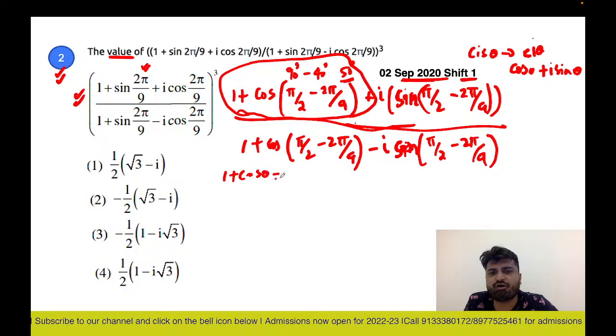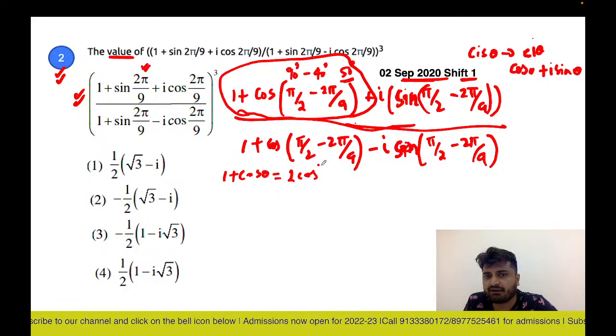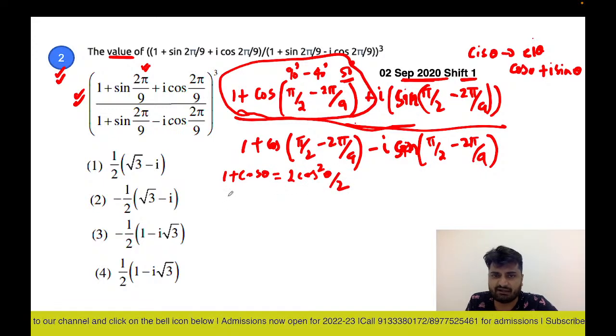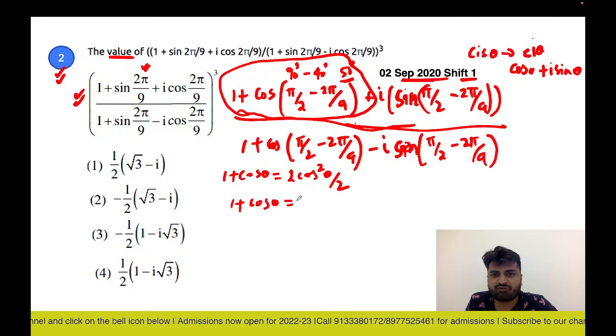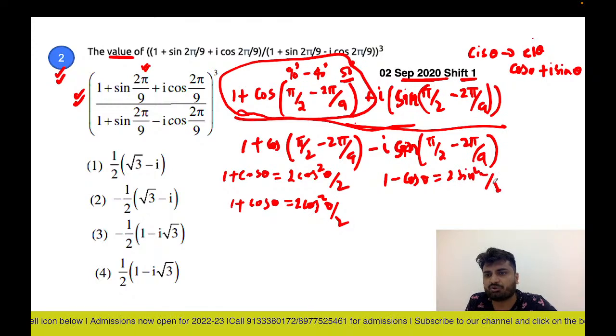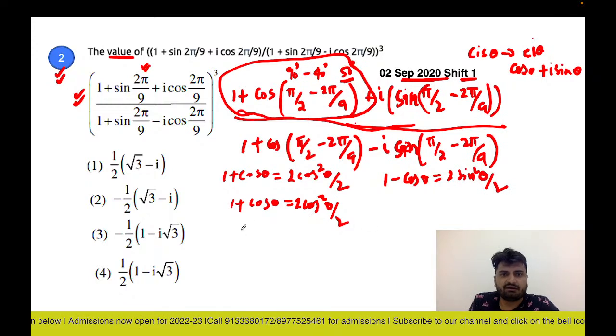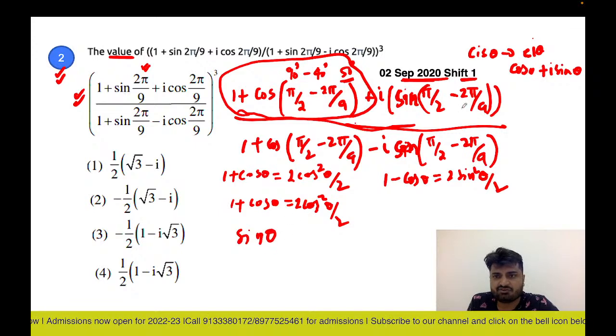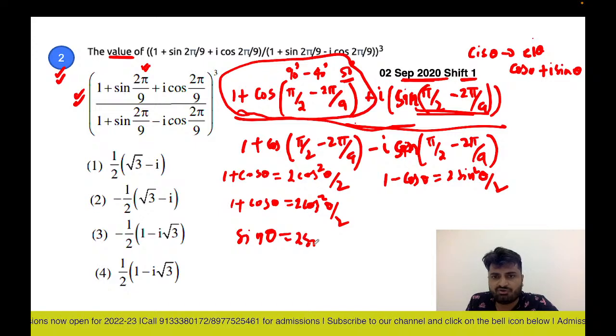So this is in the form of 1 plus cos theta. That is nothing but 2 cos square theta by 2. Denominator also 1 plus cos theta form, 2 cos square theta by 2. Suppose in the question you would have had 1 minus cos theta, you could have written it as 2 sin square theta by 2. And sin theta, you can write it as 2 sin theta by 2 cos theta by 2.